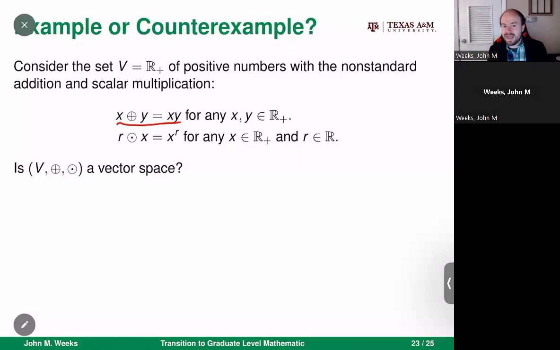x plus y is, what is this? xy. That is actually the product of two numbers inside of the real numbers. Okay, and then take a look at what our product is. It is not r times x, it's actually x to the r power. Okay, this looks interesting. So basically what we're saying is that you're taking addition and making it multiplication, and you're turning multiplication into exponentiation.